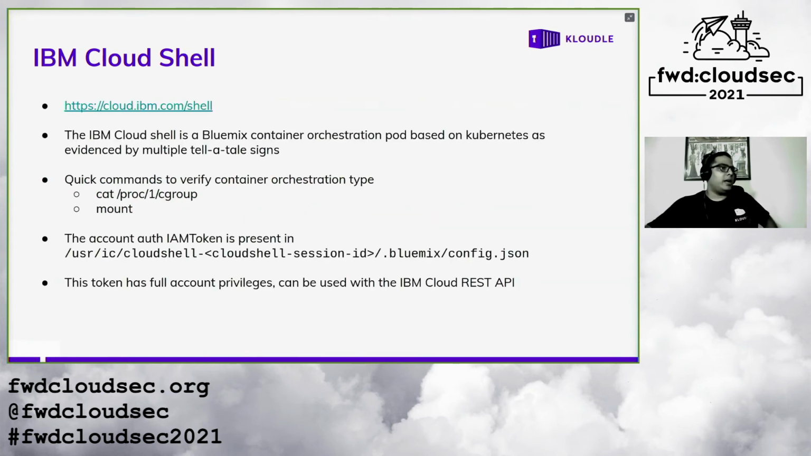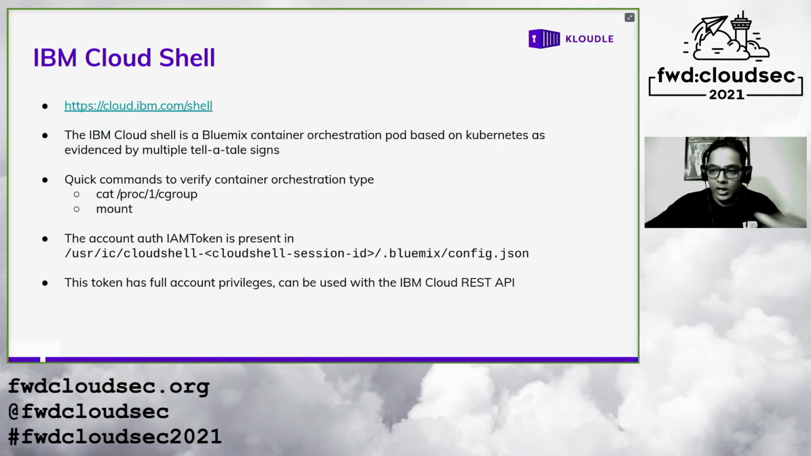Next, I looked at the IBM Cloud Shell, which turned out to be a Bluemix container pod based on Kubernetes, using the permissions of the IBM account that you'd logged in with. A lot of the API communication between the CLI and different services works with a token called the IAM token. This token was present in a session ID folder, which changes every time you kill and restart the Cloud Shell session, inside a hidden folder called Bluemix, in a config.json.